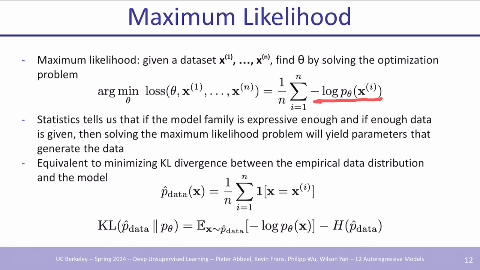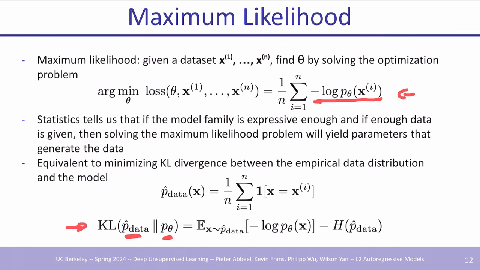Another way to think of it, flipping the sign, is that we try to maximize the log probability of our data points, the sum of the log probabilities of our data points. So among all choices of the parameter vector theta, we want to find one that makes our data most likely. Statistics tells us that if our model family is expressive enough and if enough data is given, then solving this maximum likelihood problem will yield parameters that generate data very similar to the data. It's equivalent to minimizing the KL divergence between the empirical data distribution and the model. So minimizing this negative log loss here is the same as minimizing the KL between the empirical data distribution and the parameterized distribution that is our model.